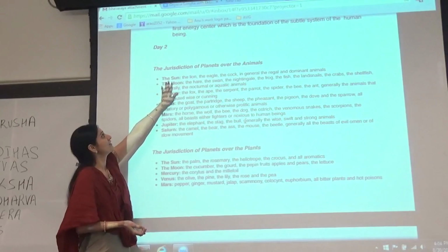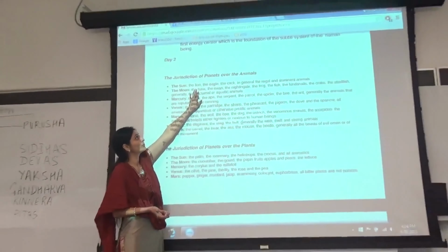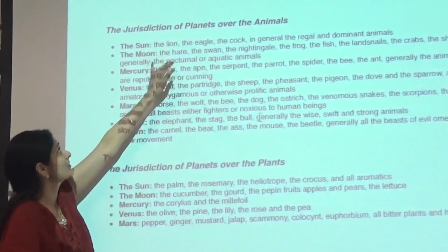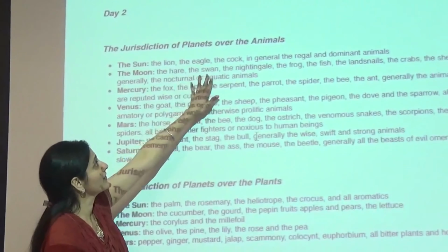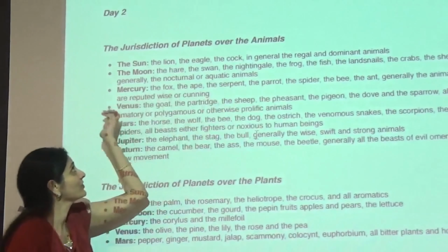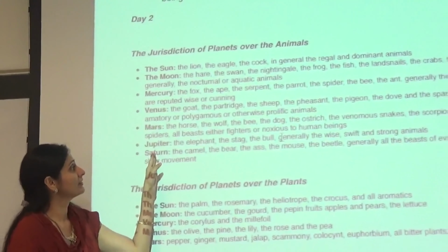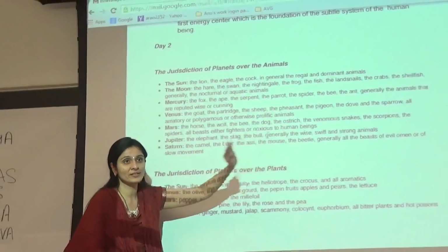Just an example. Sun is connected to lion, to the eagle, to the cock. These are all animals. Moon is connected to hare, swan, nightingale, frog, fish. I'm not going to read everything. So for every planet, it is listed which animals are connected.